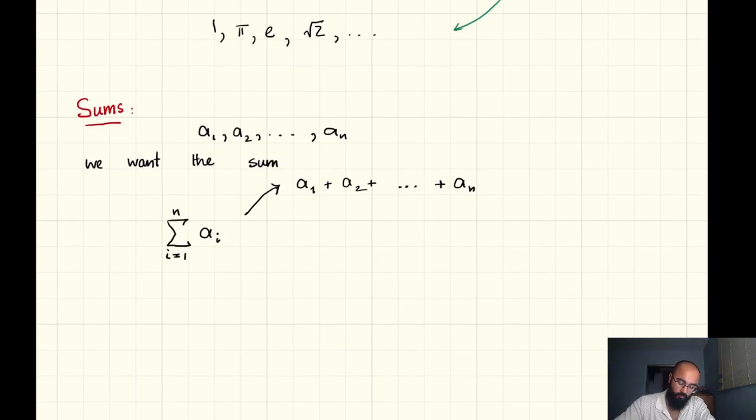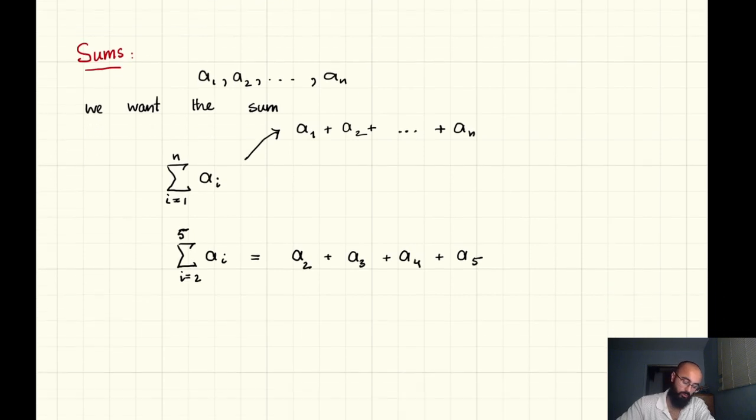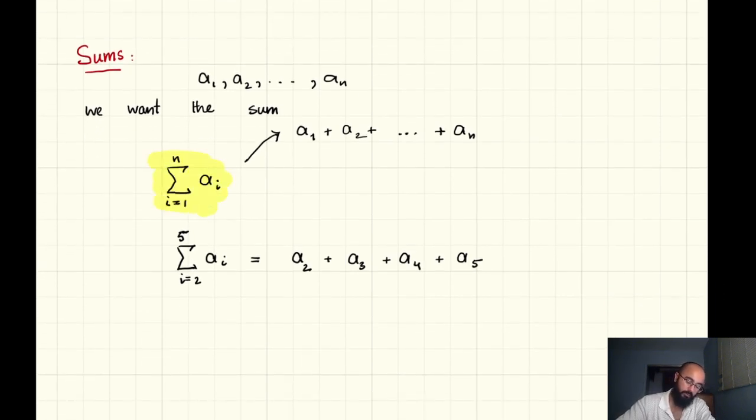So for example, if I had written down the sum of a i, where i goes from 2 to 5, let's say, then by expanding this out, I would be writing a i when i equals 2, which means a2. Then I have to enumerate all the indices from 2 to 5. So I have to have a3 next, and then a4, and then including the fifth index, where i equals 5. And then I have to sum all these terms. So this is the notation we are going to use to denote the sum of a sequence.